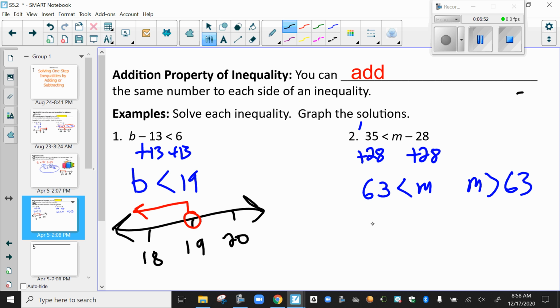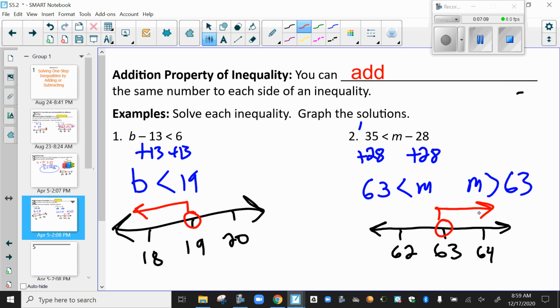I'm going to graph that. 63, up one on this side, 64. Down one on this side, 62. I'm going to have an open circle because it's greater than, and an arrow going to my right.